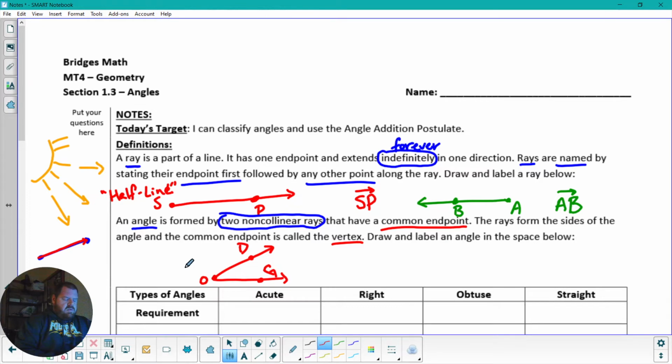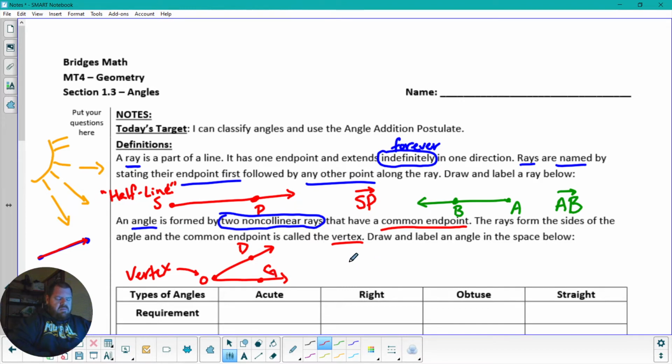As we look at this, we have point O, that is the vertex. That is the common endpoint of the two rays. It's where they both start. And it's kind of the middle of the angle. And then these two rays are sometimes called the sides of the angle. I don't think that's as important as knowing what the vertex is.